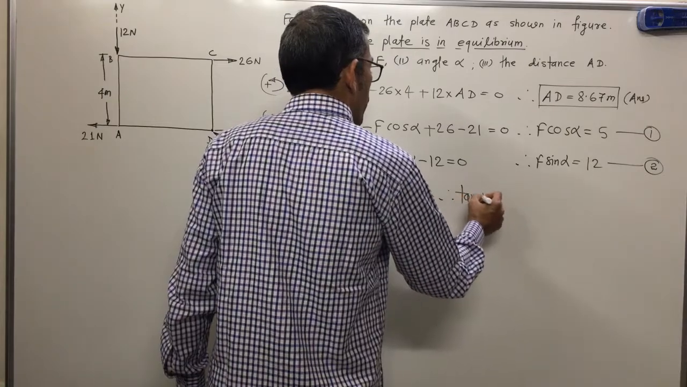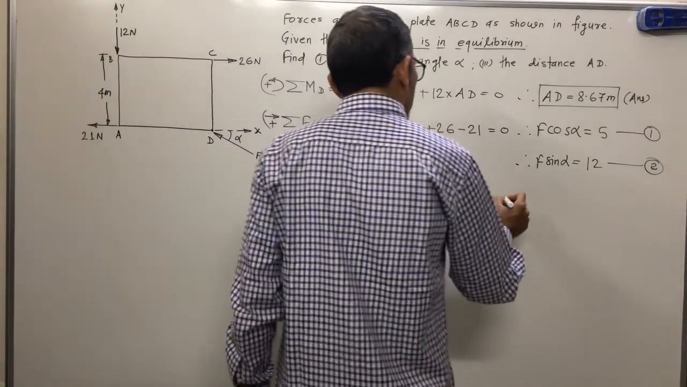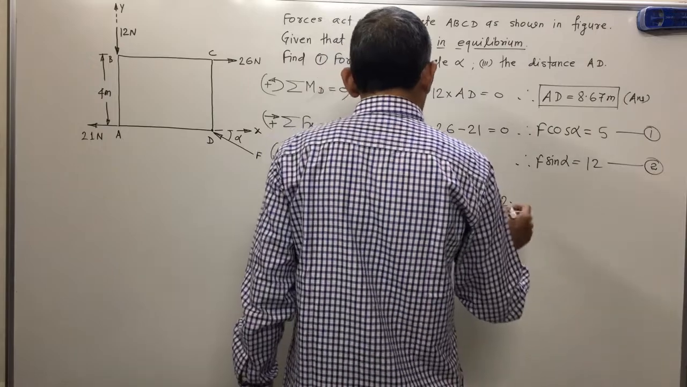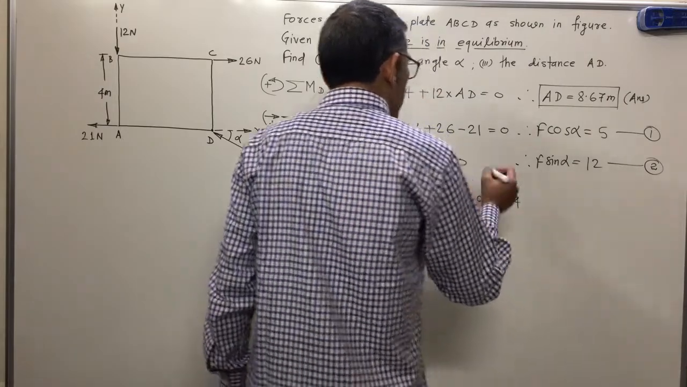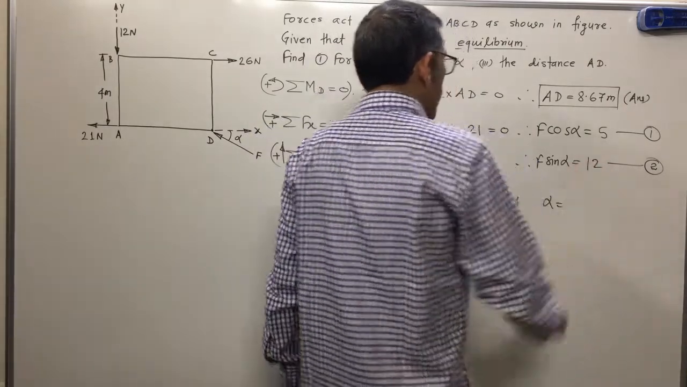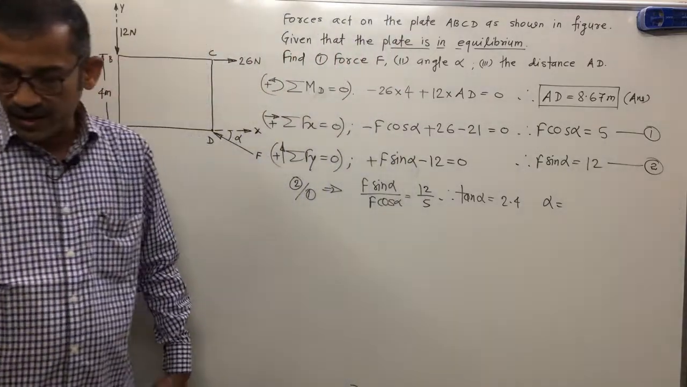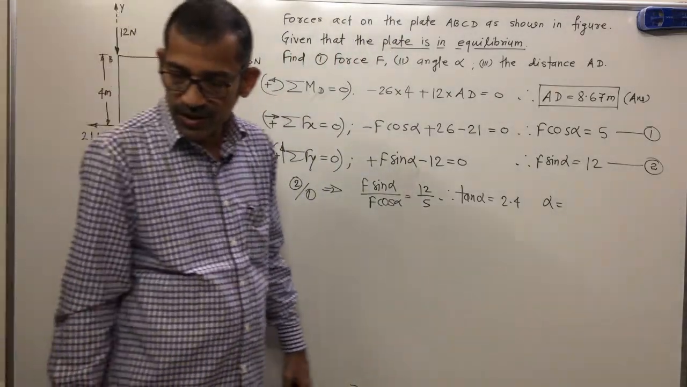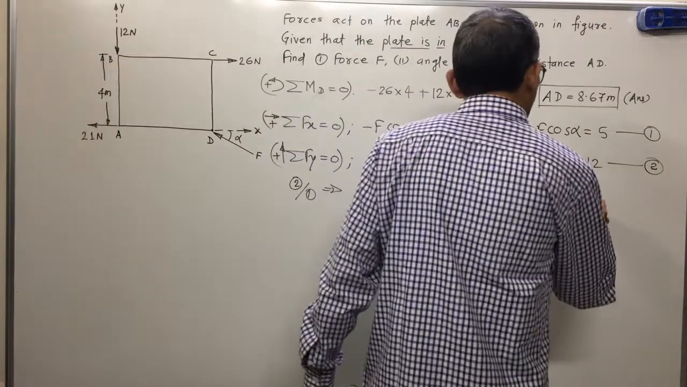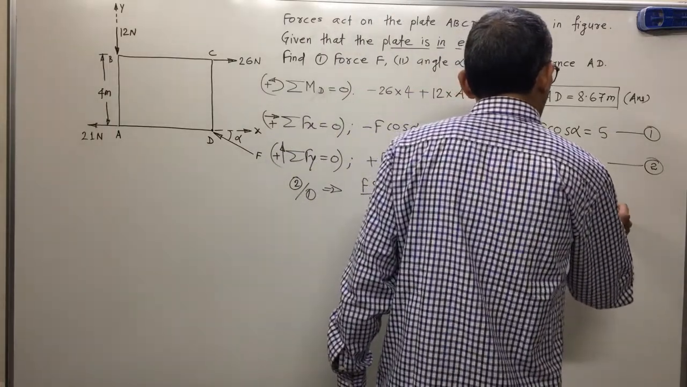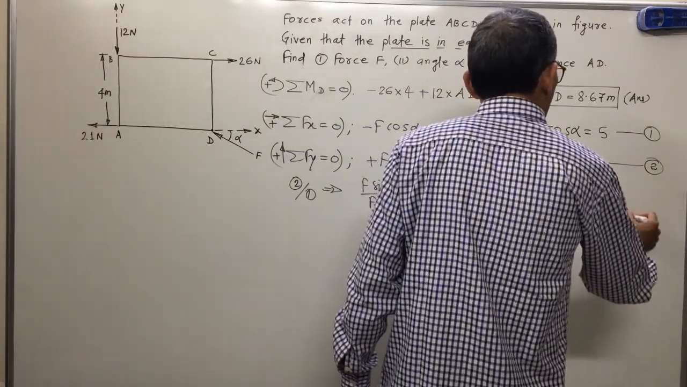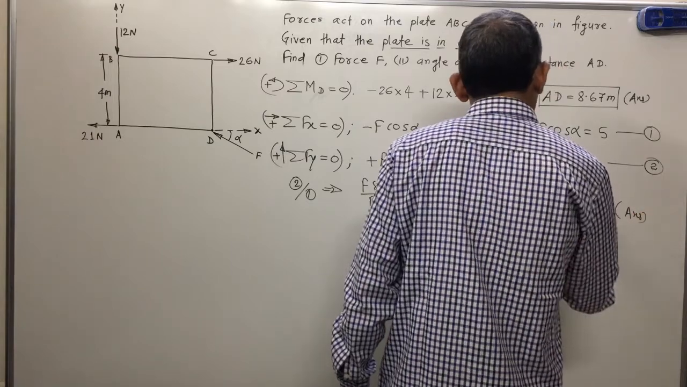Tan alpha is 12 by 5, which means 2.4. Take tan inverse, what will we get? Angle alpha. What is the answer? If you calculate, this comes out to be 67.38 degrees. This is your second answer.